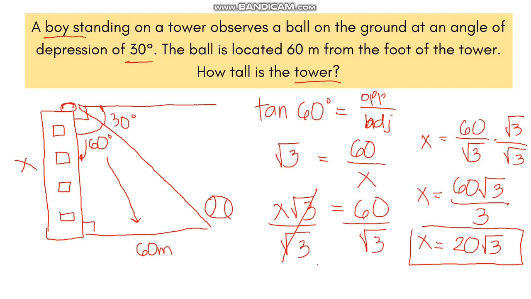So therefore, the height of the tower is 20 square root of 3. Then use the units, meters.